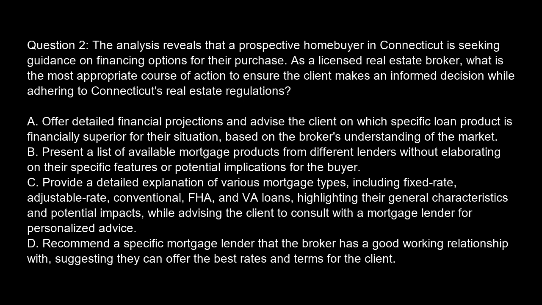Present a list of available mortgage products from different lenders without elaborating on their specific features or potential implications for the buyer. Option C. Provide a detailed explanation of various mortgage types, including fixed rate, adjustable rate, conventional, FHA, and VA loans, highlighting their general characteristics and potential impacts, while advising the client to consult with a mortgage lender for personalized advice. Option D. Recommend a specific mortgage lender that the broker has a good working relationship with, suggesting they can offer the best rates and terms for the client.